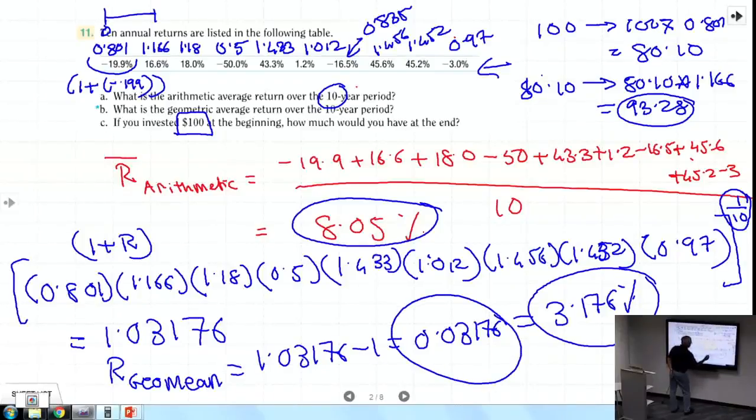That $100 times 1 plus 0.03176, that'll be about $103.17. $103.18 would be your final number. So that's problem number 11.